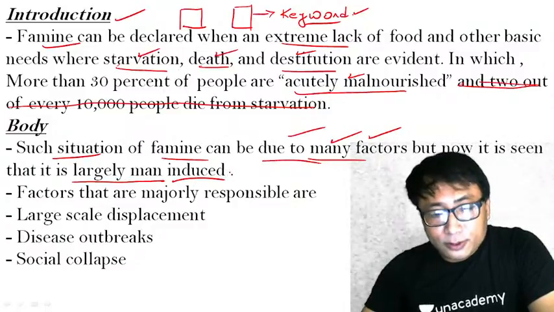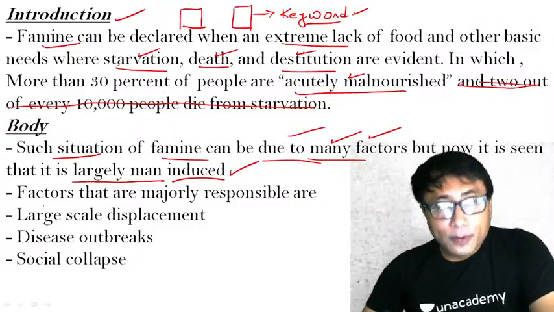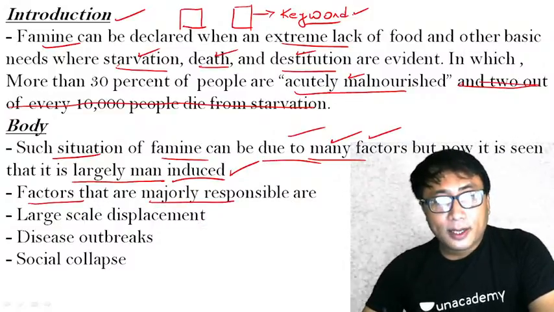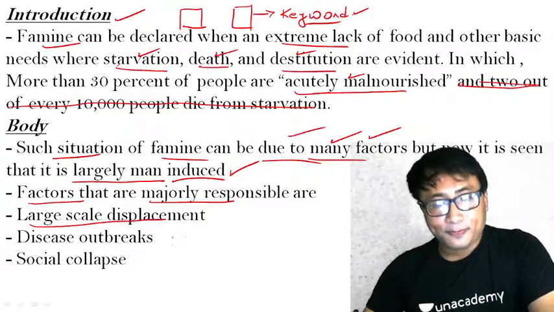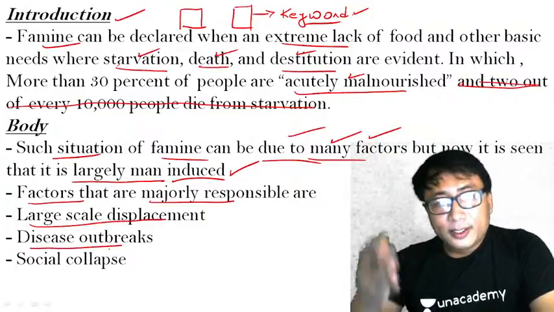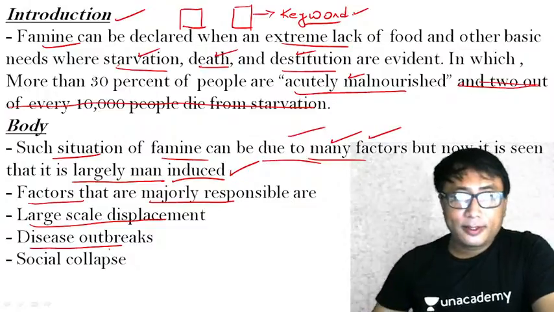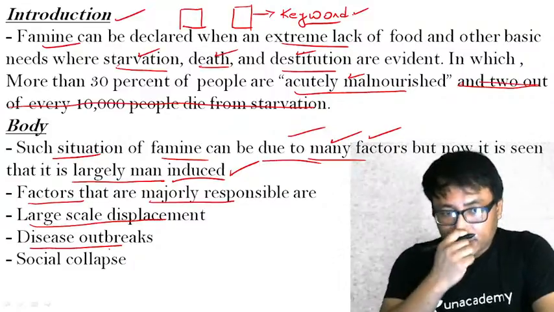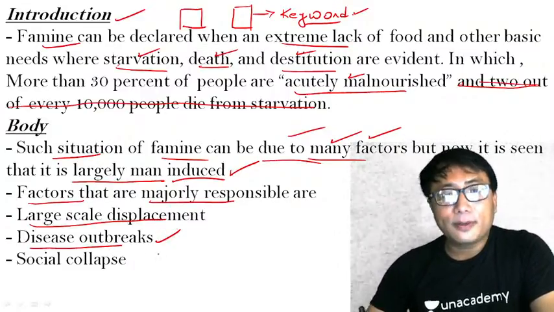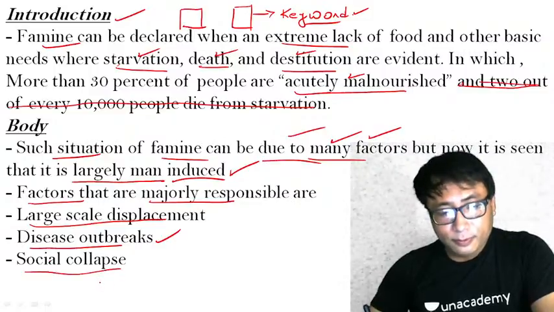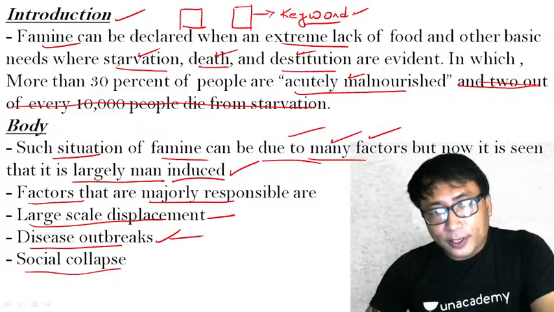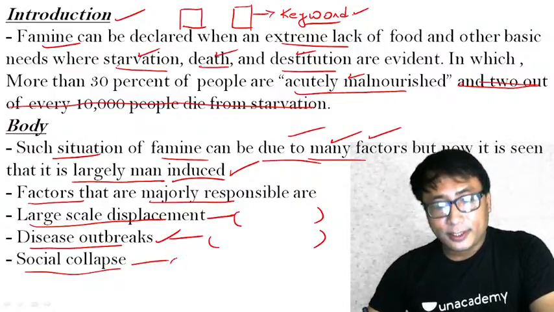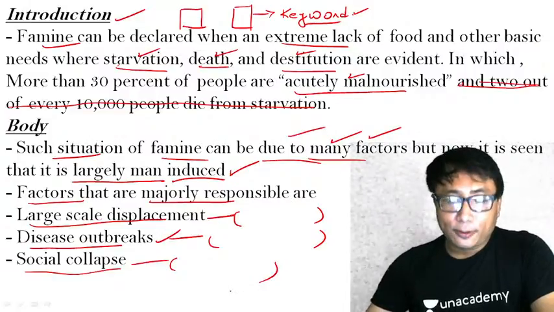Now, in order to substantiate this point, I am providing here factors that are majorly responsible for the famine: large-scale displacement, disease outbreak. Say for example, in the recent pandemic, there are many regions of the world where people are going hungry, starvation is there. Okay, disease outbreak, one of the latest examples, or social collapse. On all of these points, you can expand and write a small paragraph also. Depends on you. Clear? I hope that is clear so far.